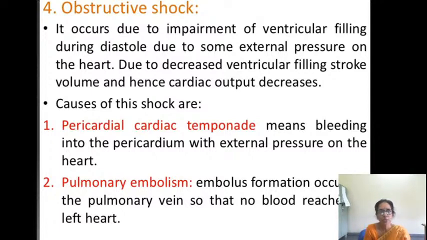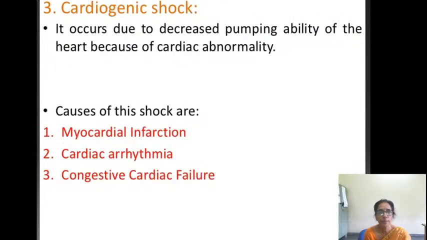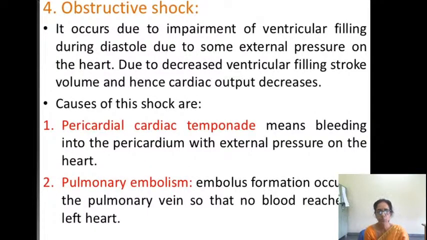So we have seen 4 types of shocks. What are they? First one is hypovolumic shock. Second one was the vasogenic shock. Third one was the cardiogenic shock. And the fourth one is your obstructive shock. In all this, your cardiac output has decreased, so tissue perfusion has decreased. Okay, so these are different types of shocks.